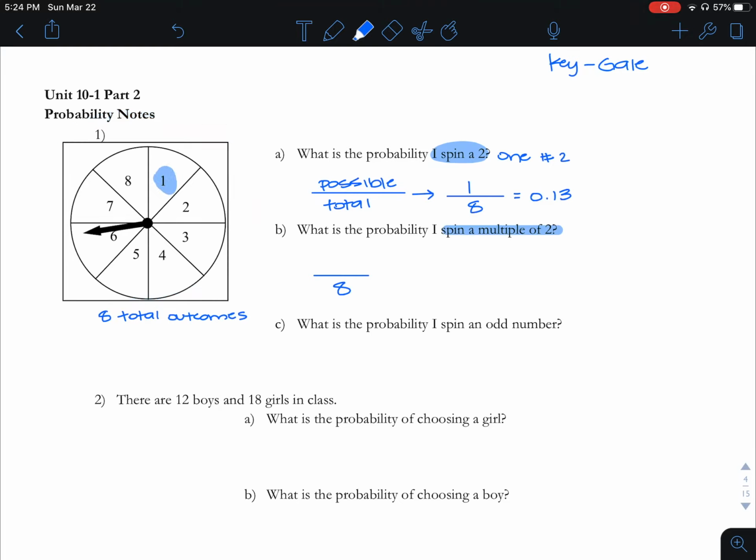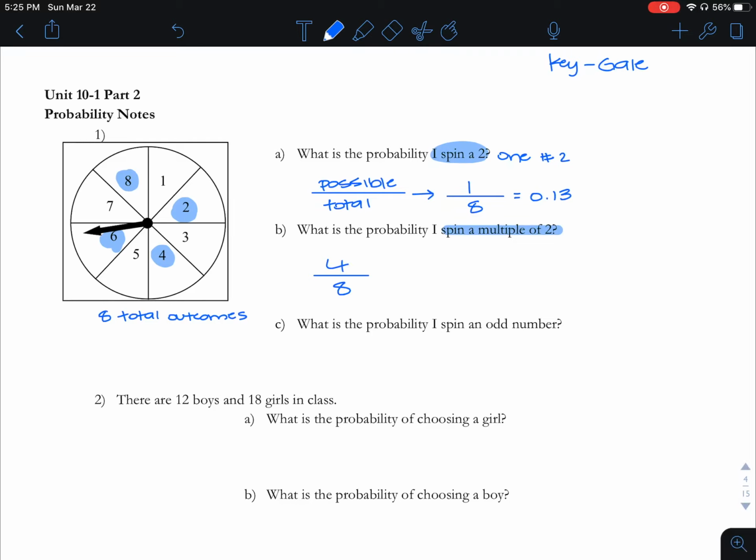1 divided by 2 does not give me a nice, neat number. 2 divided by 2 does work. I get 1. 3 divided by 2 does not give me a nice, neat number. 4 divided by 2 gives me 2. That works. 5 divided by 2 does not give me a nice, neat number. 6 divided by 2 gives me 3. That one works. Then I have 7 divided by 2, not a nice, neat number. And then 8 divided by 2, which gives me 4. So in this case, I have 4 total possibilities.